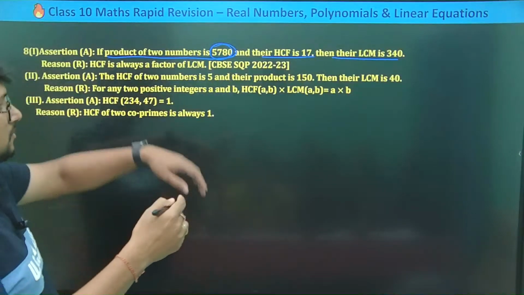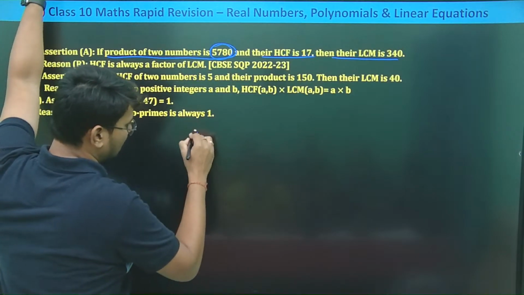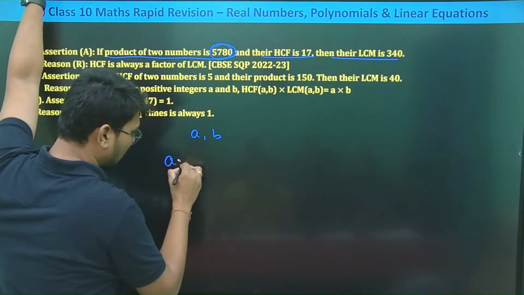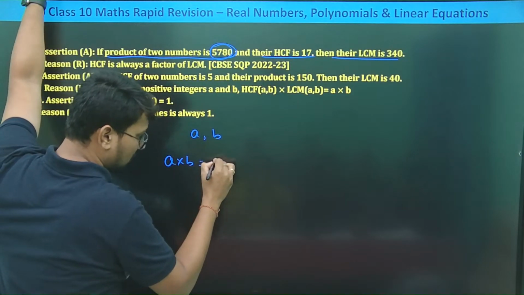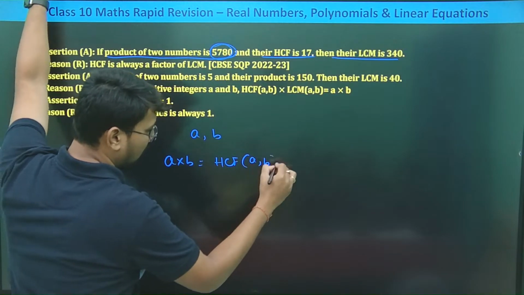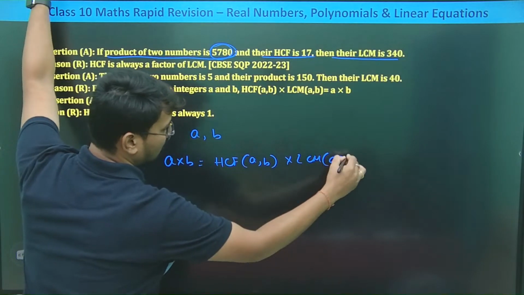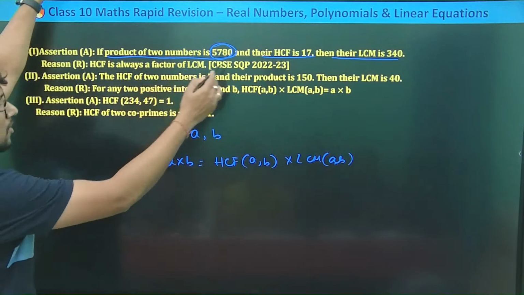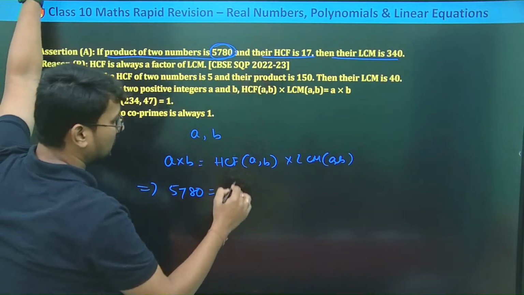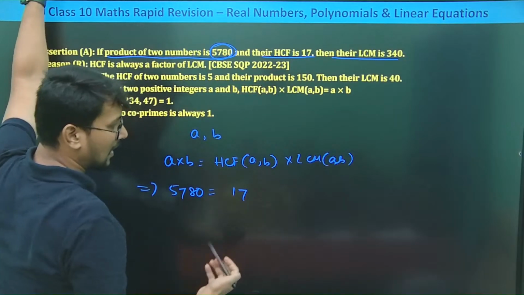We know the product of two numbers, let the two numbers be A and B. The product A into B is equal to the product of their HCF of AB into LCM of AB. Clear? Now the given product of the two numbers is 5780, HCF is 17, LCM 340. Whether correct or not, how can we say?